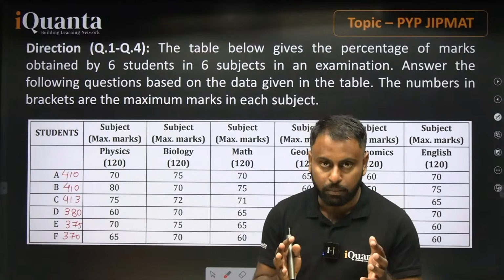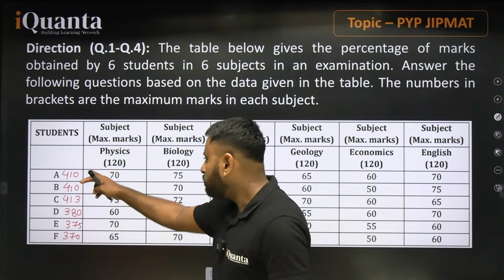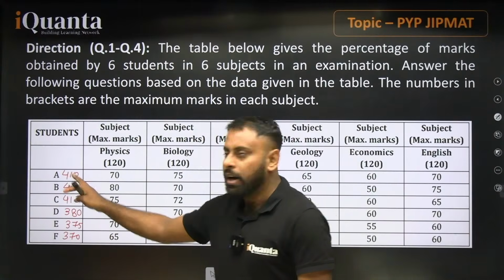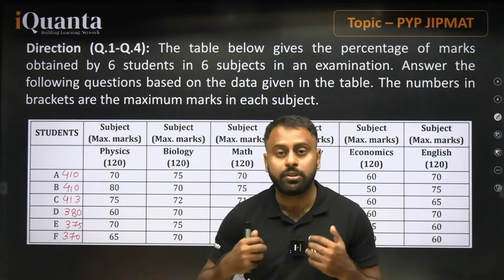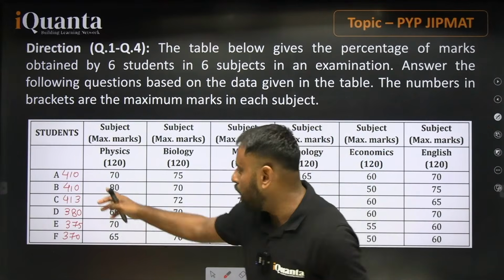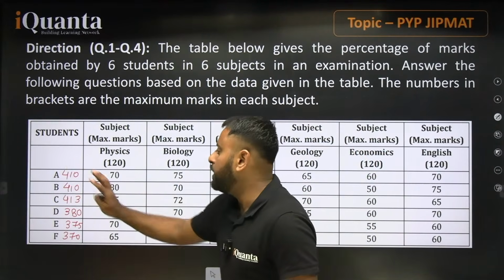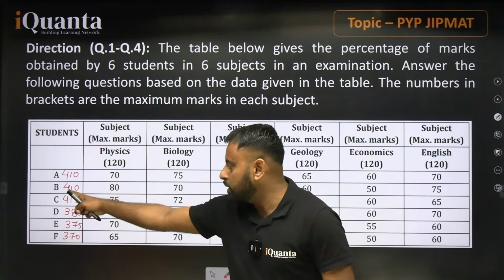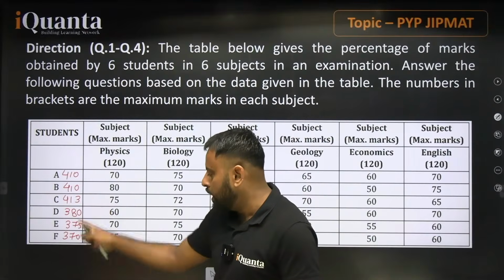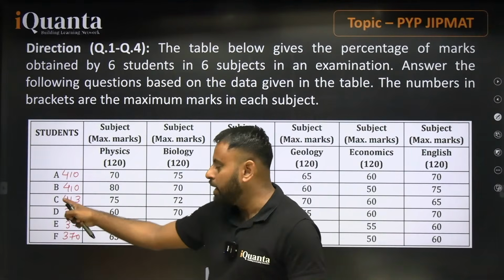Out of 600%. Why? Because the total number of subjects we have is 6. So that's why this 410% is out of 600%, because we have 100% for each subject. Out of 600%, this is 410%. Similarly, out of 600, this is 413%. So these are the maximum marks attained by C, right?